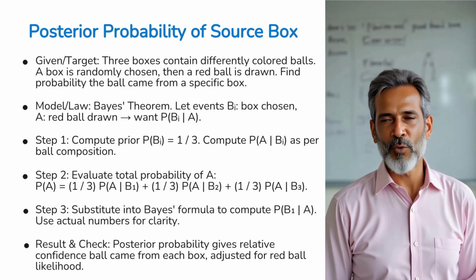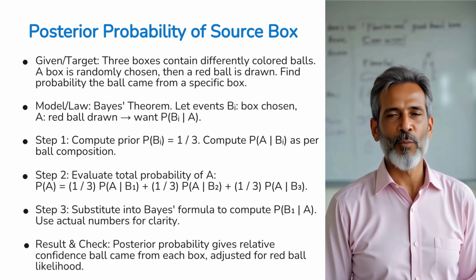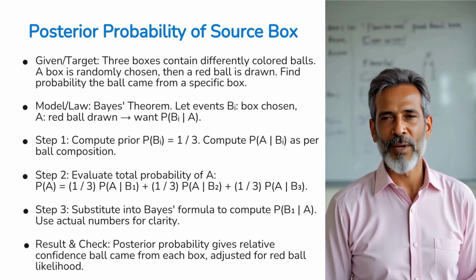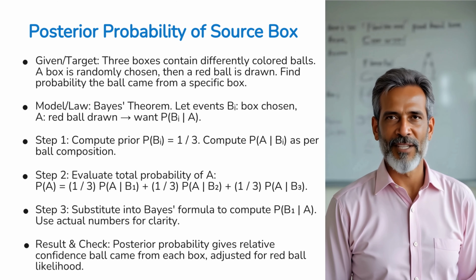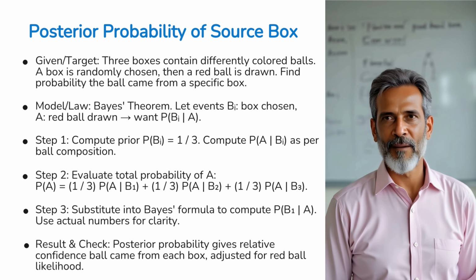Using the law of total probability, the total probability of drawing a red ball is P of A equals 1/3 times P of A given B1 plus 1/3 times P of A given B2 plus 1/3 times P of A given B3. Let me repeat that. P of A equals 1/3 multiplied by P of A given B1 plus 1/3 multiplied by P of A given B2 plus 1/3 multiplied by P of A given B3.